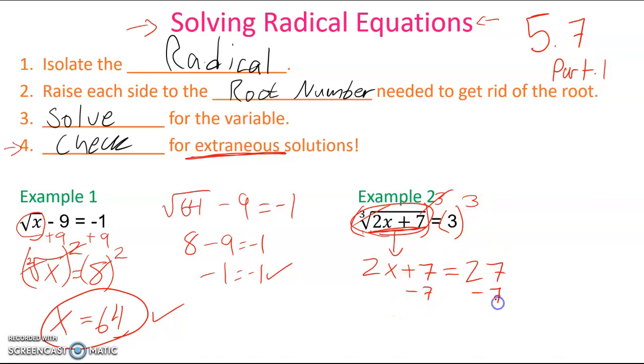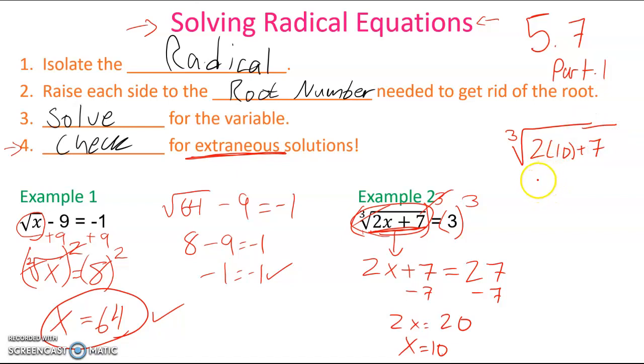Minus 7 on both sides. 2x is equal to 27 minus 7, which is 20. We solve for x. We're going to see that x is equal to 10. And then from there, we need to go back in and plug this answer back in to make sure that our answer is correct. So I'm going to do the cube root of 2x, where x is 10, so I'm going to plug in 10, plus 7.